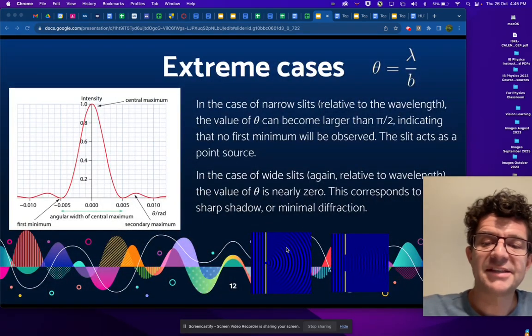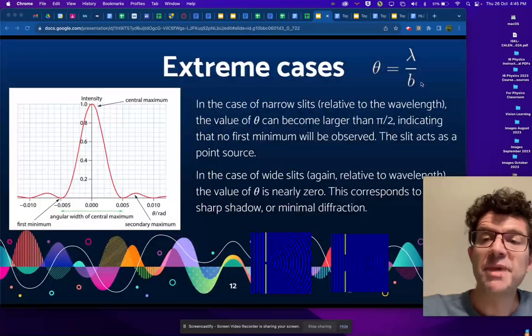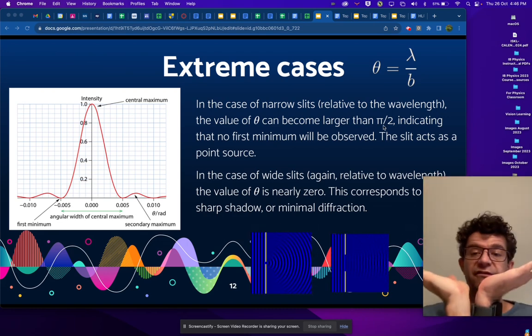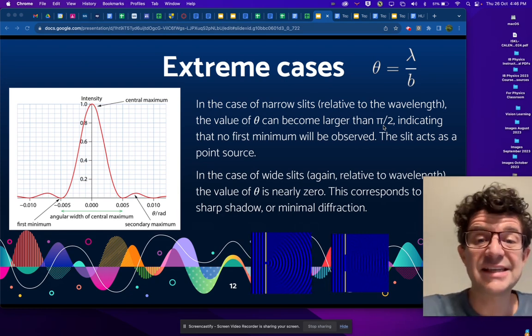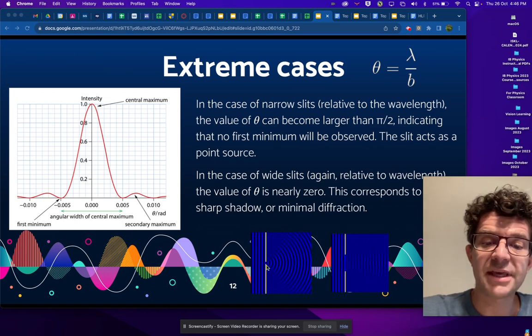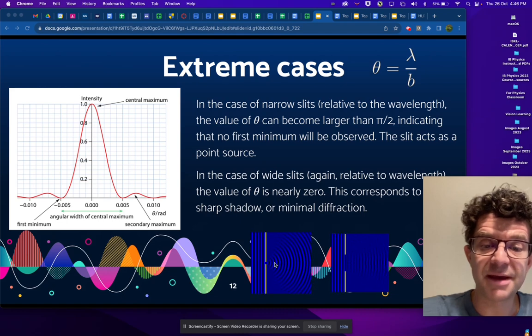There are a couple of extreme cases to consider. In the case of very, very narrow slits, that is, b is very, very small, the angle theta can become quite large. In fact, larger than pi over 2. And if the location of the first minima is beyond pi over 2, beyond a 90-degree angle, then you're not going to see that minima. And the slit is going to act almost like a point source. That's this example here, where the size of this slit is approximately equal to the wavelength. And we see that the first minima is maybe located out here close to pi over 2, and the wave looks very much like a point source.